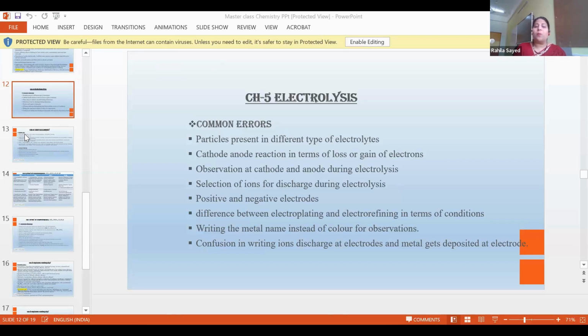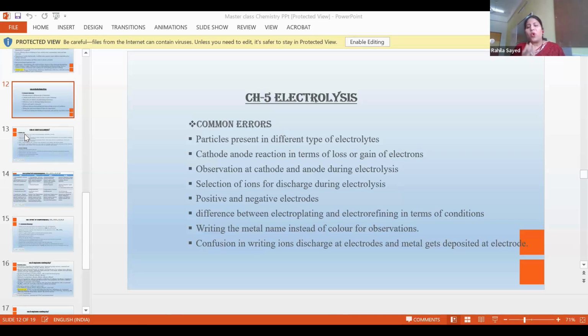Next, what are the observations at cathode and anode during electrolysis? Most of the time you write copper is deposited. How did you know? It is copper only. So when it is an observation based question, you have to mention pinkish brown metal copper is deposited. And again, the misinterpretation of terms. Ions are discharged at the electrodes. Ions are not deposited at the electrodes. If you write ions are deposited at the electrodes, you don't get marks. Ions are discharged at the electrodes and metal gets deposited. Metal doesn't get discharged. Metal gets deposited on the electrodes.